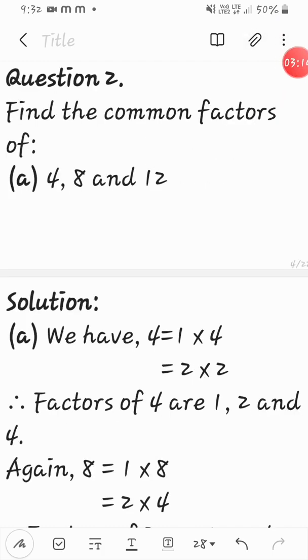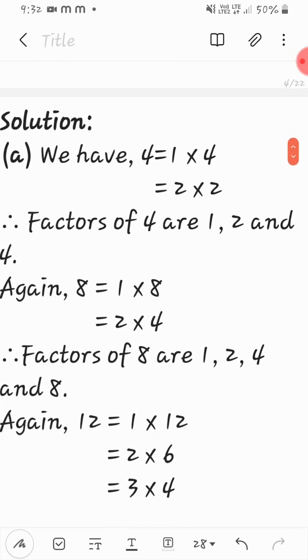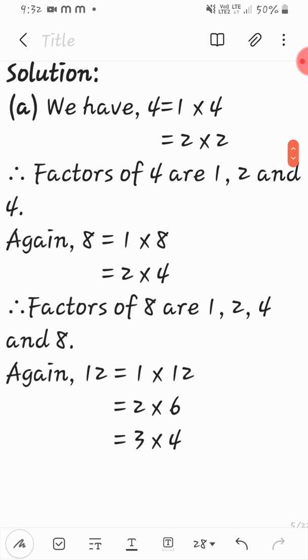Question number 2, we have to find the common factors here also, but here there are 3 numbers: 4, 8 and 12. First of all we have to find the factors of 4. So 4 is equal to 1 into 4, 4 is equal to 2 into 2. Therefore factors of 4 are 1, 2, 4. Since 2 times 2 is there, we need not write 2 two times, only one time. So 1, 2 and 4.